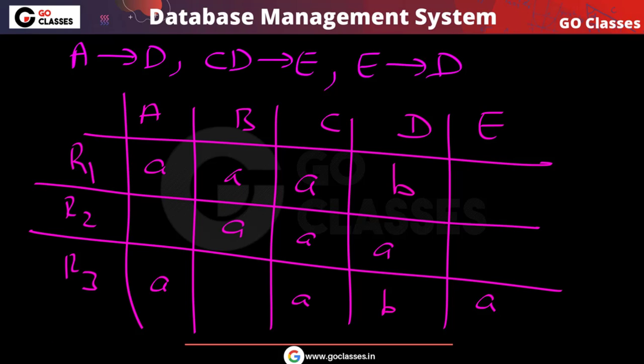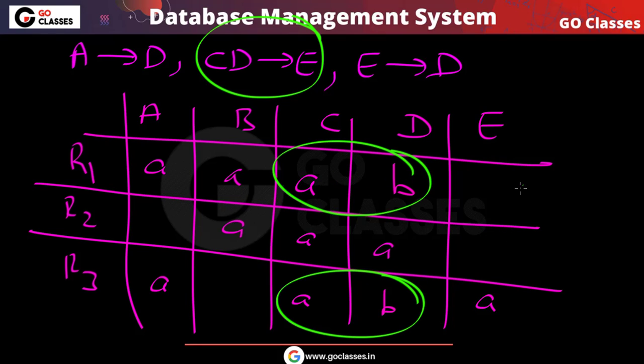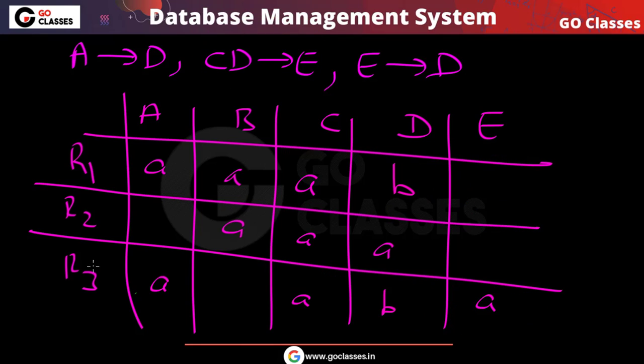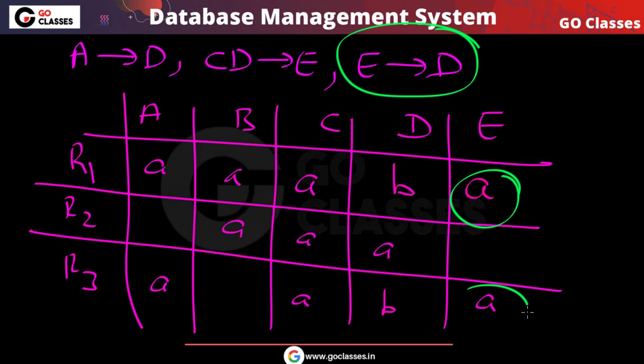Now what can we get? You can notice that CD determines E, and in these two rows the CD value is the same. So in these two rows the E value must also be the same. So this must be A. This is what we got here, this A. Now you can take E determines D. In these two rows the E value is the same, so the D value must also be the same, which is already the same. So can we do any changes?